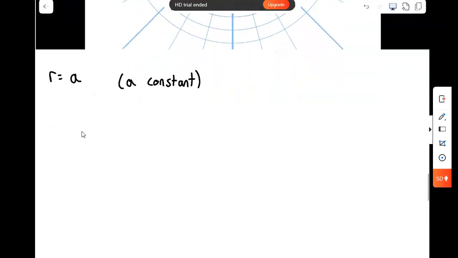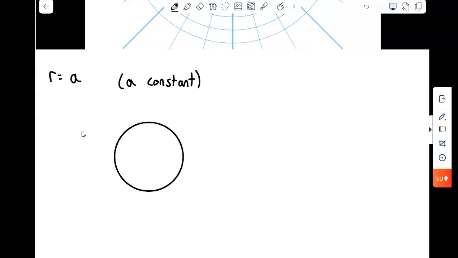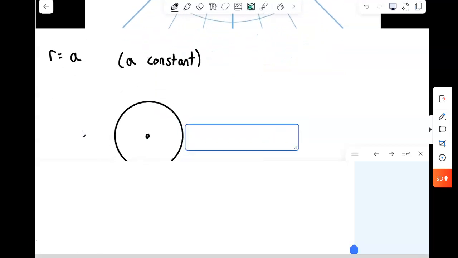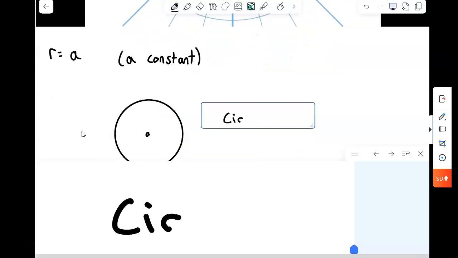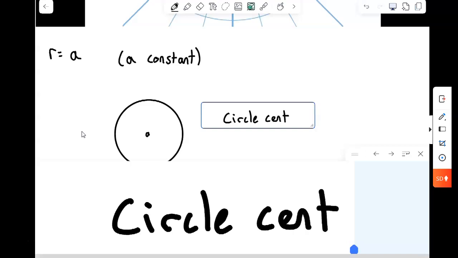The first one is r equals a. In other words, the radius is given as some number, like r equals 2, or r equals negative 2, or negative 1. Well, what happens then is the radius is fixed, and the angle can be anything it wants. So it turns out what you end up getting is a circle, just a simple circle centered at the origin, if r is equal to a constant.